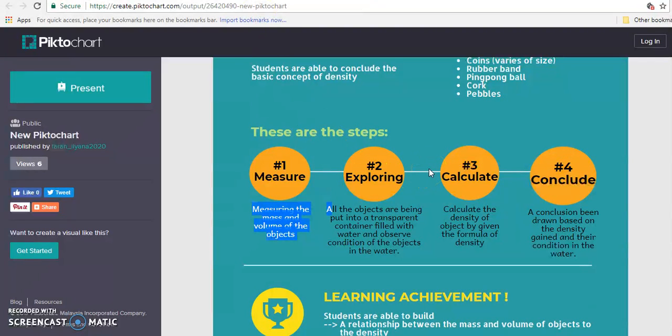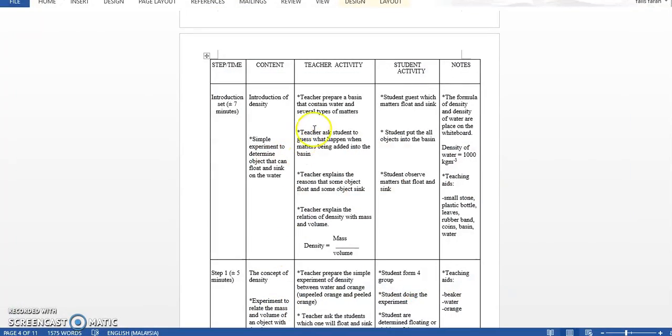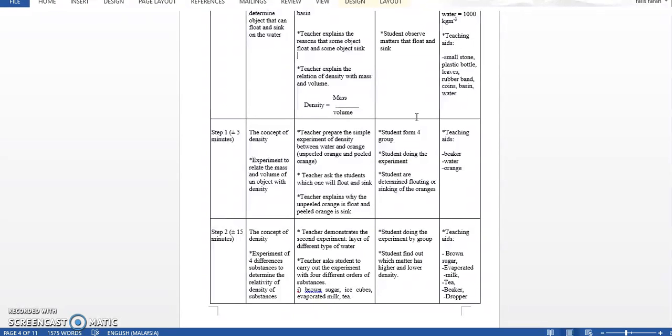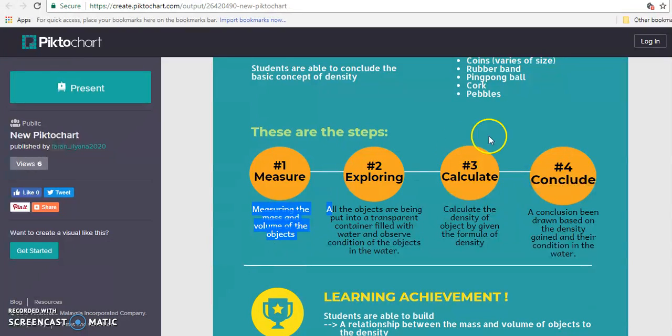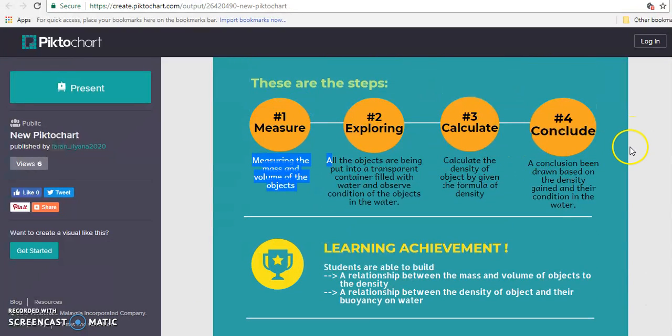After they calculate their density, they get the results. So they have to make a conclusion. They analyze and make a conclusion drawn based on the density gained and the conditions in the water. So what reflects that in our lesson plans? Our lesson plan steps 1, 2, and step 3. Here we show the really important concept of density. So that is our 4 main steps of the experiment.